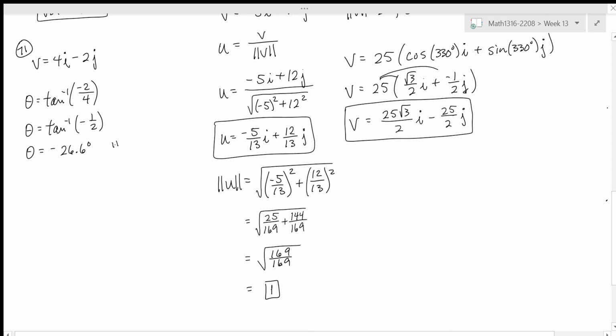Okay, now look at this. I really would prefer a positive angle. I'm not happy with negative angles. I want a positive. So what would be the positive equivalent? 333.4 degrees. Aha, look at this now.